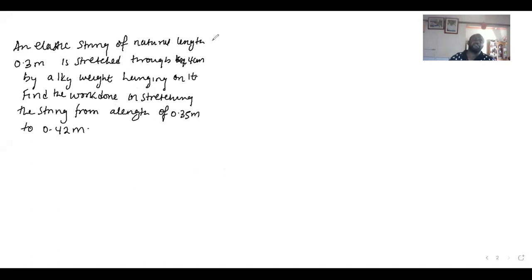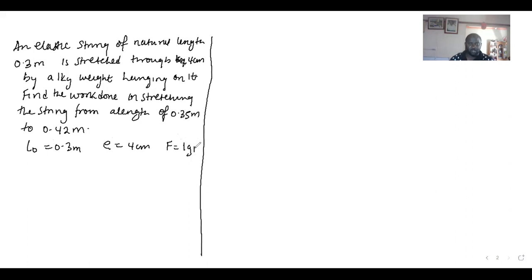So remember these questions, sometimes they first give you some conditions to help you find lambda. So they have said an elastic string of natural length L0 is 0.3 meters, is stretched through, the first extension is 4 centimeters, by a weight of 1 kilogram. So 1 kilogram weight means the force in the string is going to be 1 g newton.